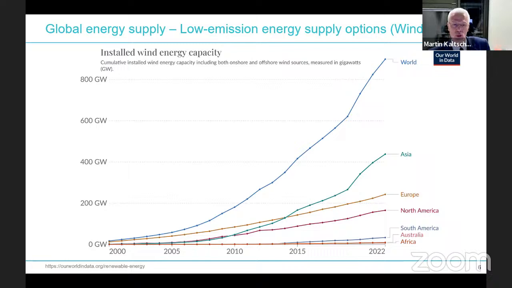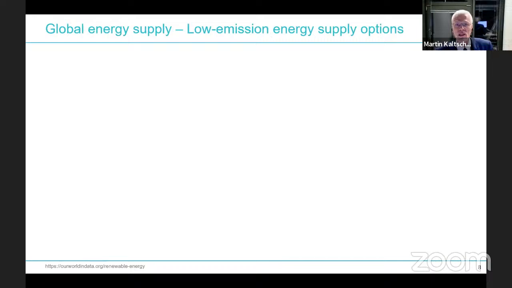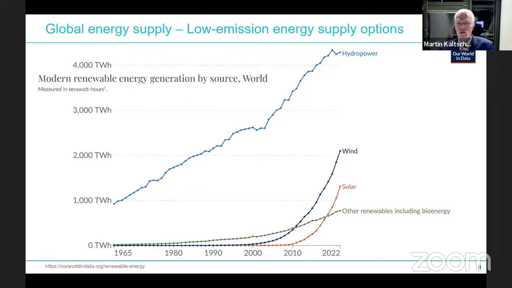And the same is true, even with a higher growth rate, for PV. In 2022, we surpassed the 1,000 gigawatt installed capacity for PV. And there you can also see this is basically realized in all different countries. If we look at this on an energy side, then we can see that wind and solar have very much accelerated since, let's say, 2000 or 2010. Today, wind contributes roughly half of the electricity generation from hydropower, and PV contributes about one third of it. But when you compare this, hydropower is still increasing on average, but not so strongly and with a much lower slope compared to wind and especially solar.